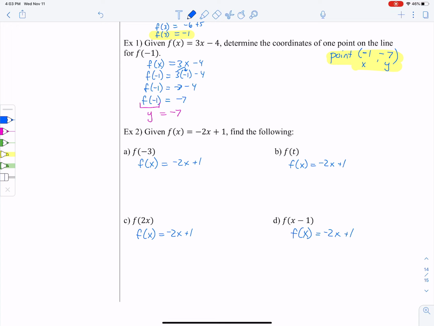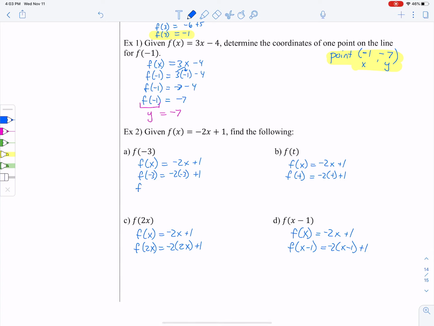Okay. Next, anywhere where I see an x, I'm going to replace it with whatever's in the brackets. So here it's a negative 3, here it's a t, here it's 2x, negative 2 times 2x plus 1, and here it's going to be x minus 1, negative 2 times x minus 1 plus 1. Okay, so all the x's I've replaced with what's inside the brackets.